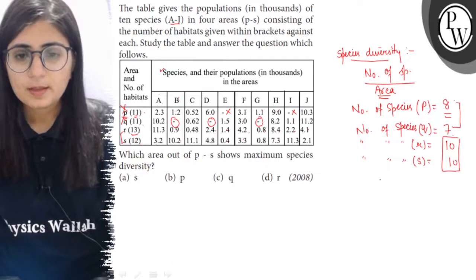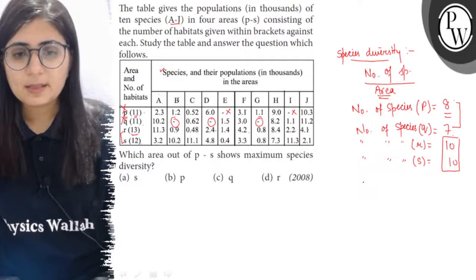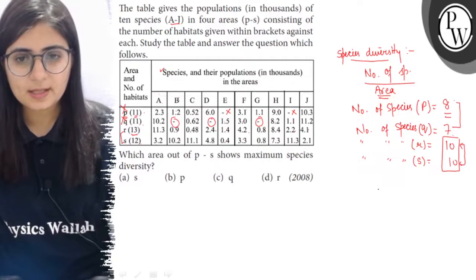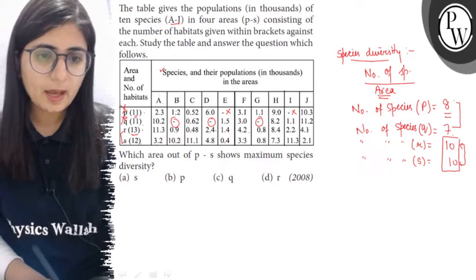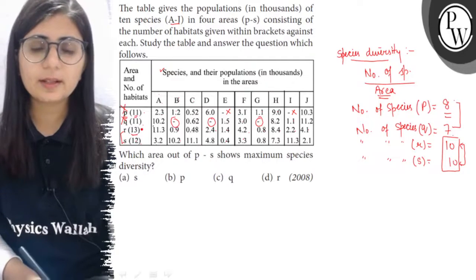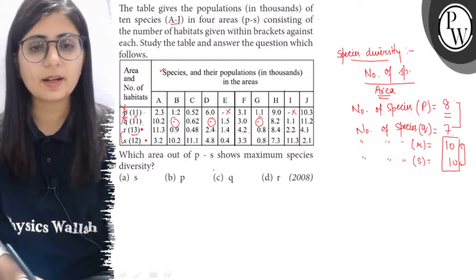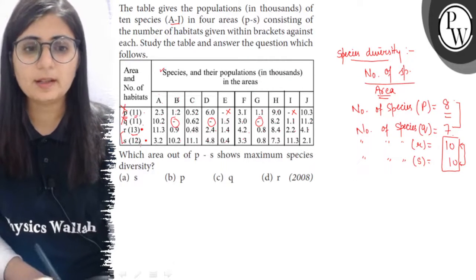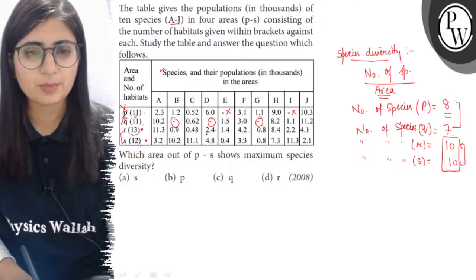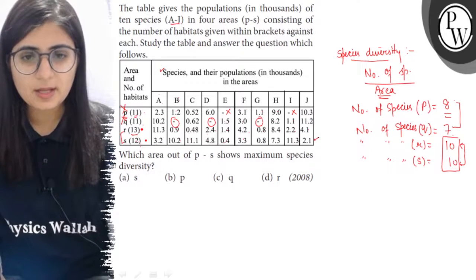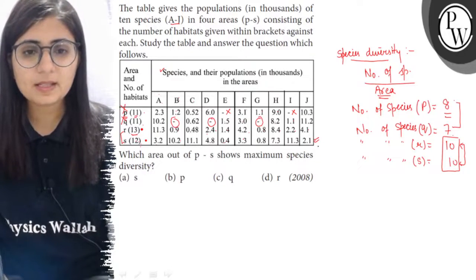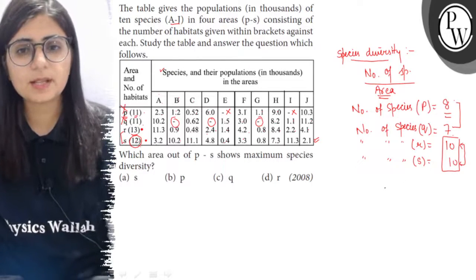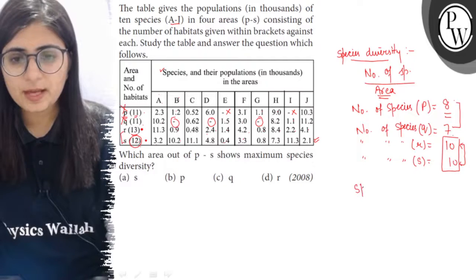But species diversity has some more aspects also. Here the number of species is equal in both cases. But if we look at the habitats, then in R there are 13 habitats and in S there are 12 habitats. So in 12 habitats there are 10 species and in 13 habitats there are also 10 species. So it means species diversity is more in area S, as here in 12 habitats 10 species are there.